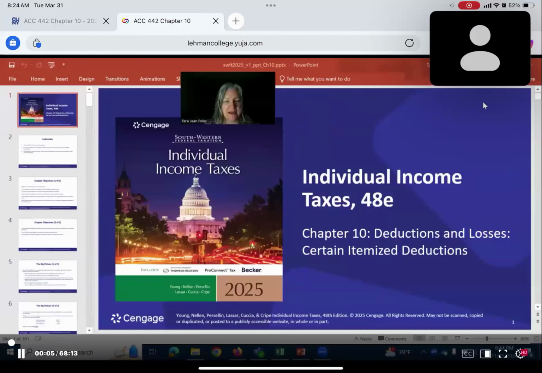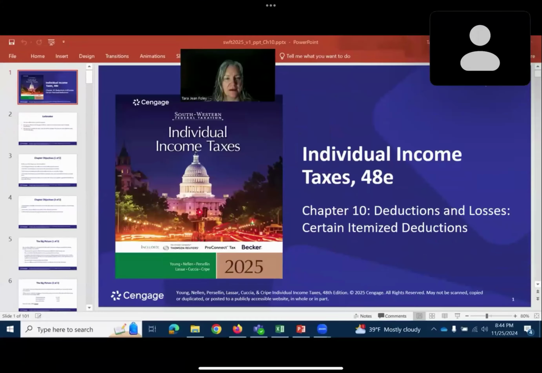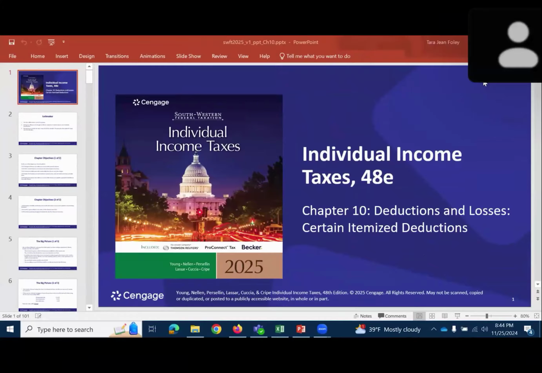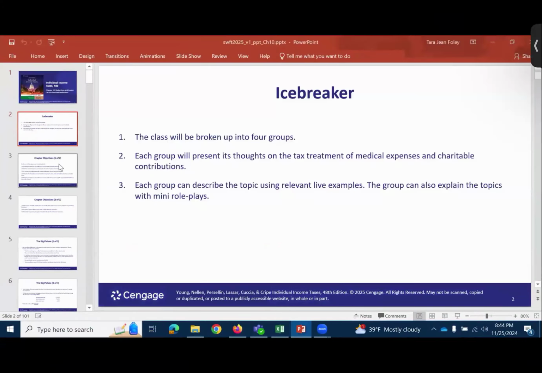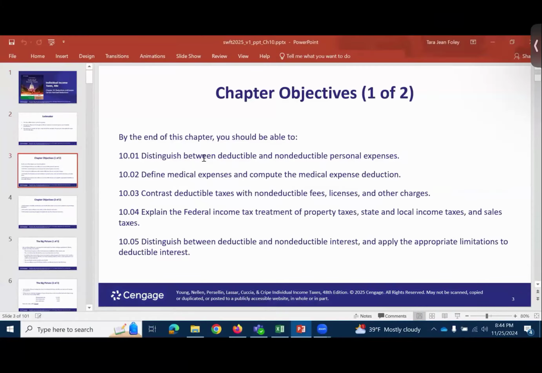This is Chapter 10, Itemized Deductions. Deductions and losses, certain itemized deductions. Now, we're going to talk about what's the difference between deductible and non-deductible personal expenses. There are some expenses that you might have that you can't deduct on the tax return. And there are some personal expenses that you might have that you can deduct on the tax return.